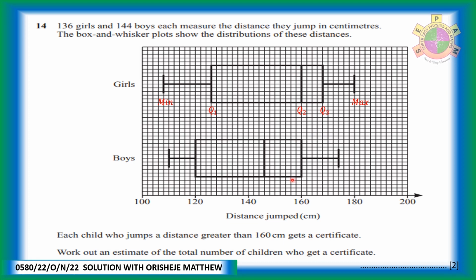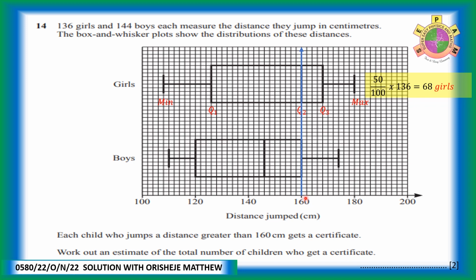So how many girls? Let's mark the length. The jump that will qualify them to get a certificate is 160 cm. So we mark out that 160. From this, 50% of the girls will get a certificate. So let's calculate 50% of the girls. 50% of 136 girls will give you half of them, 68 girls.